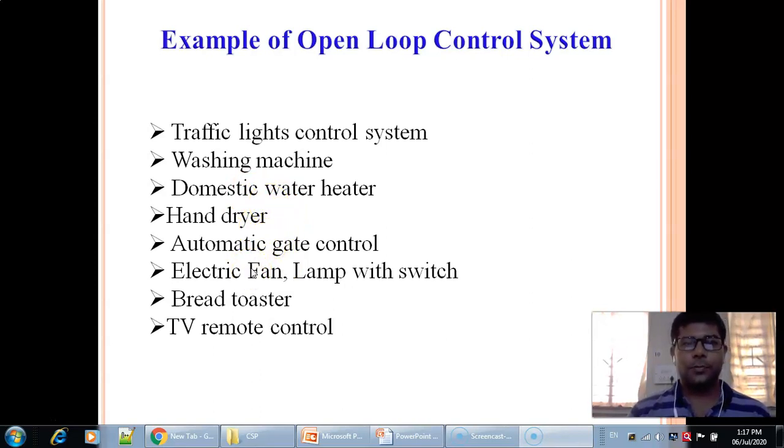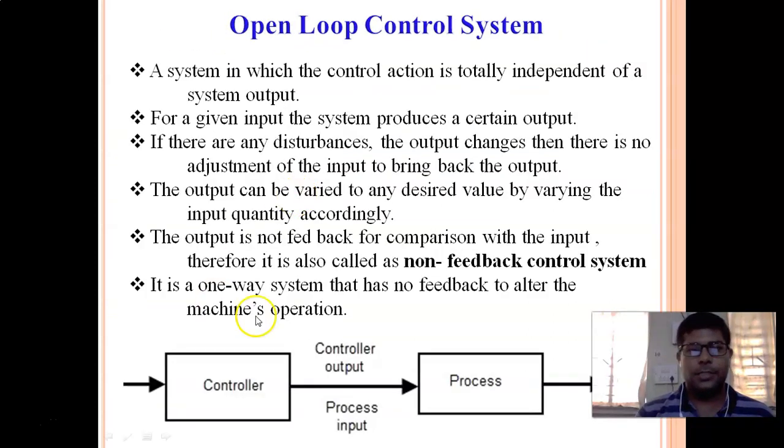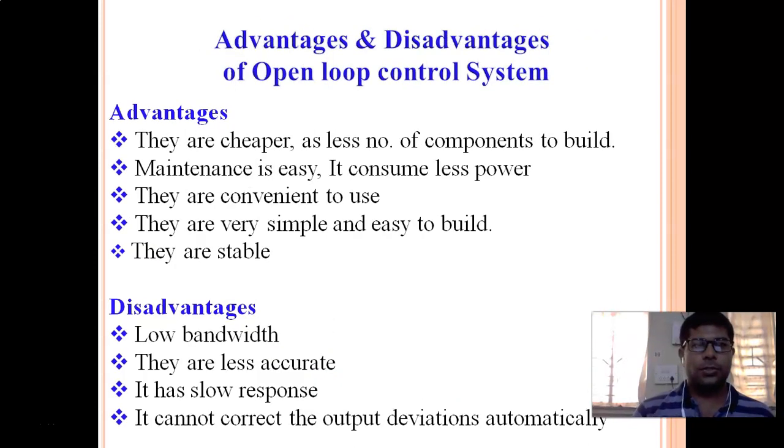Now we will see what are the advantages and disadvantages of open loop control systems. Actually, I already told you, there are only two components. One is the controller, and in this block diagram there are two components: the controller, and the second one is the plant or process. Due to this smaller number of components, there are so many advantages.